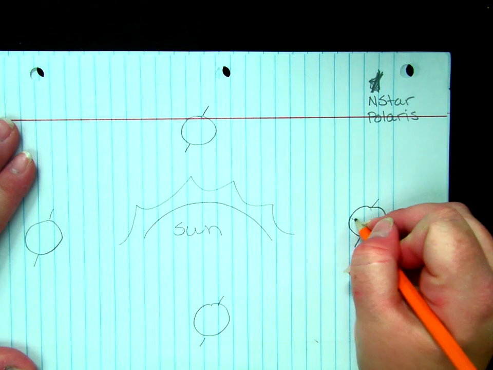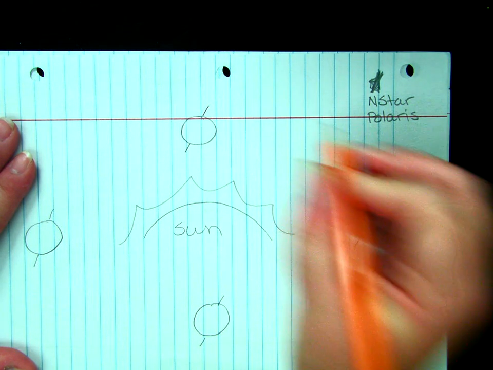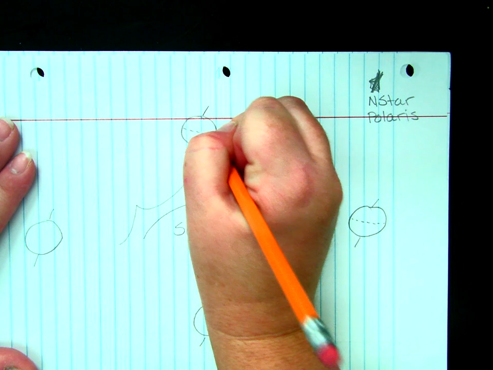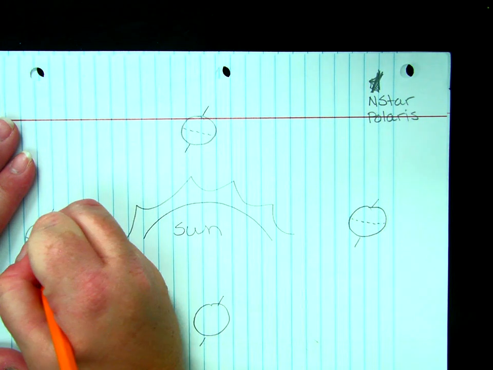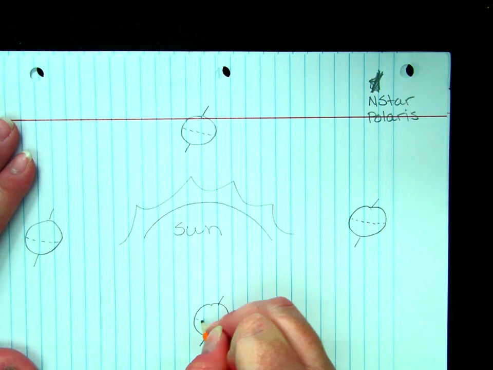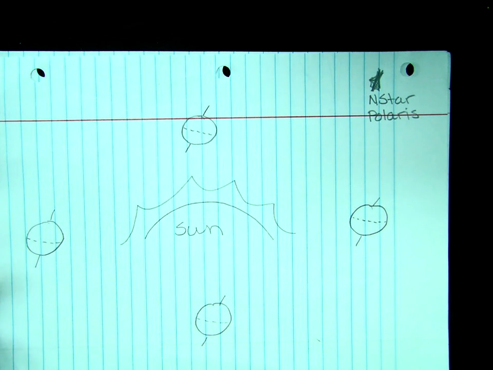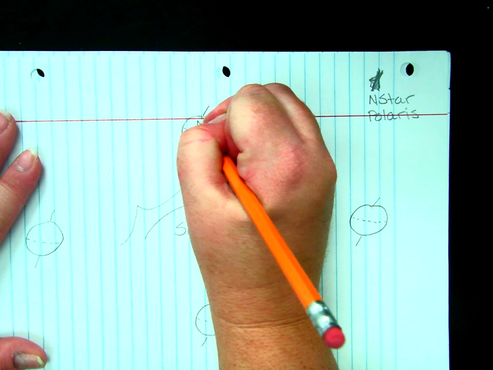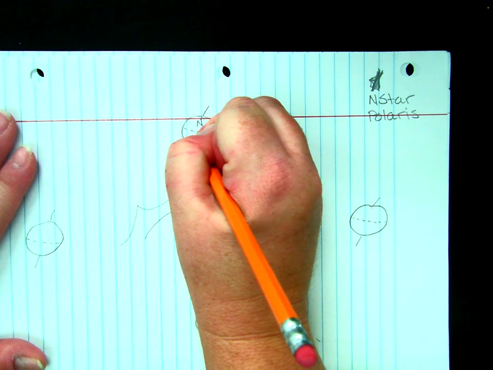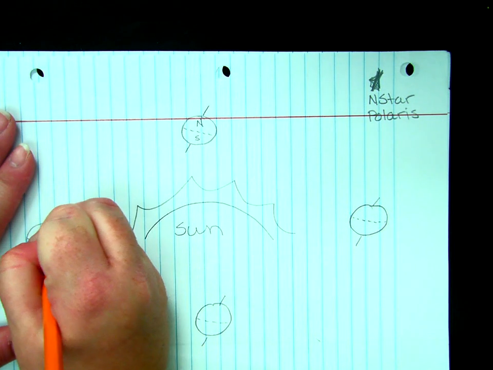And now we need to just sketch in a dotted line to represent our equator. And then the next thing we're going to do, we are going to label an N for Northern Hemisphere and an S for Southern on every one of these.